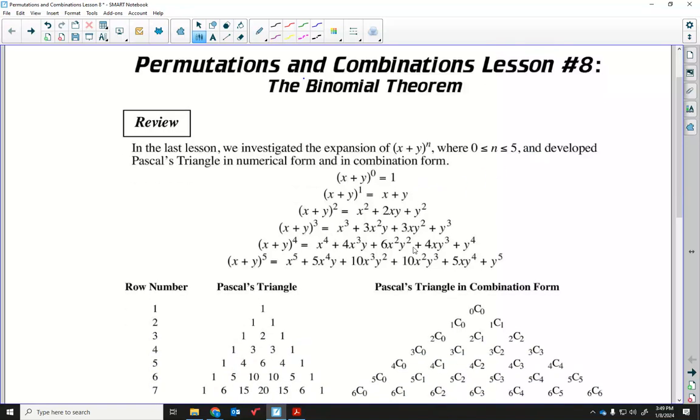So in the last lesson, we talked a little bit about a really simple binomial. So we have a binomial x plus y. It has two terms, raised to the power of n. Now, n is going to be a whole number. So it could be like 0, 1, 2, 3, 4, 5. And then we looked at the expansion for a bunch of different values of n.